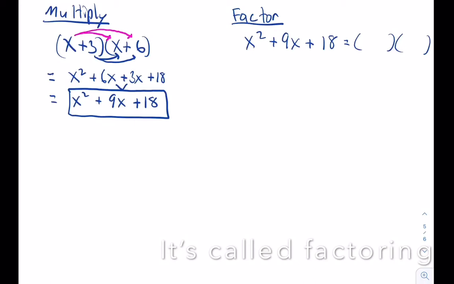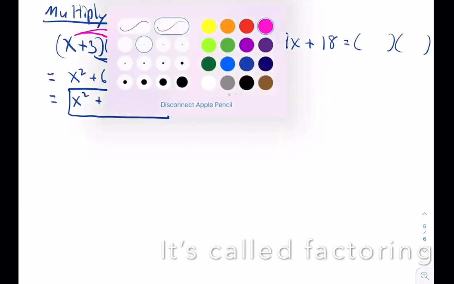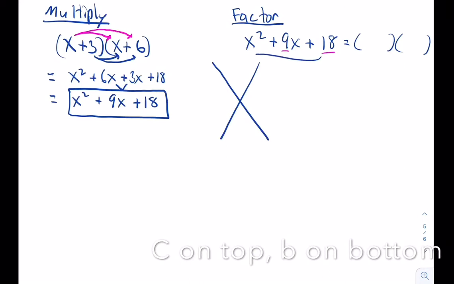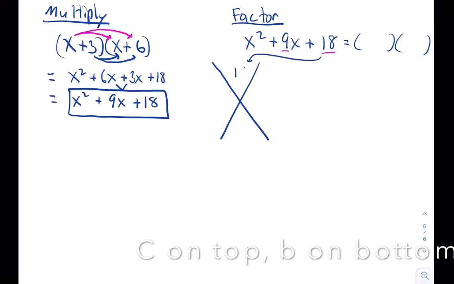We look at these two numbers, 18 and 9. What we can do is draw an x. This is the x factor. We use the x factor to help us out. This number here, 18, we're going to put in the top. The number in the middle, 9, we're going to put in the bottom.